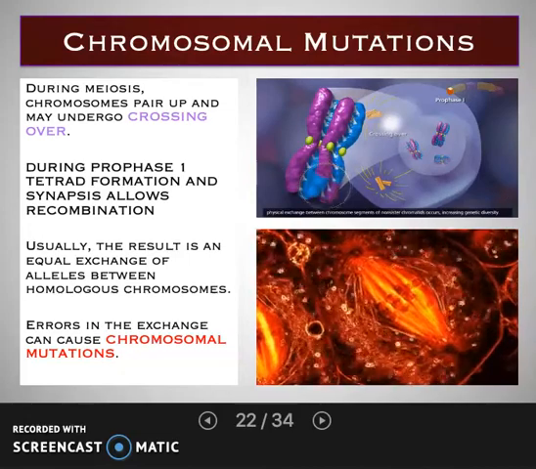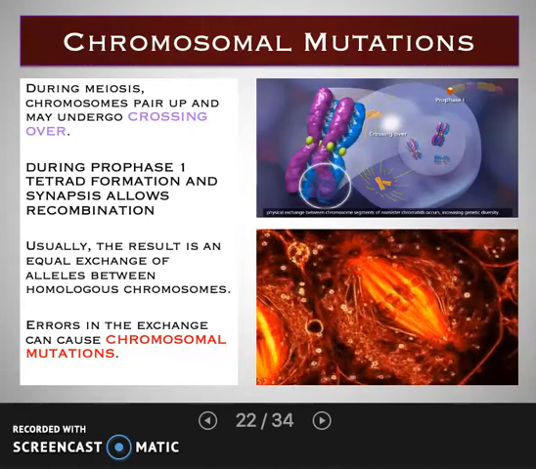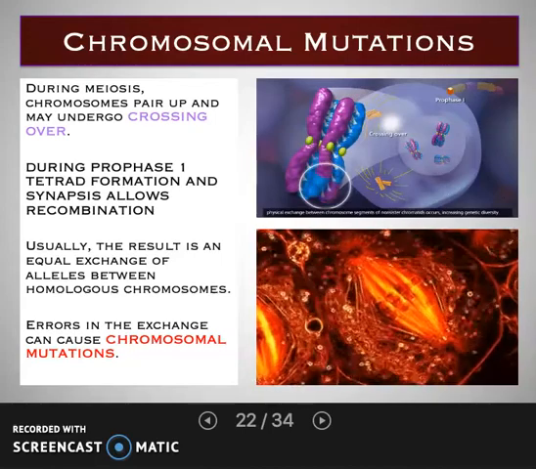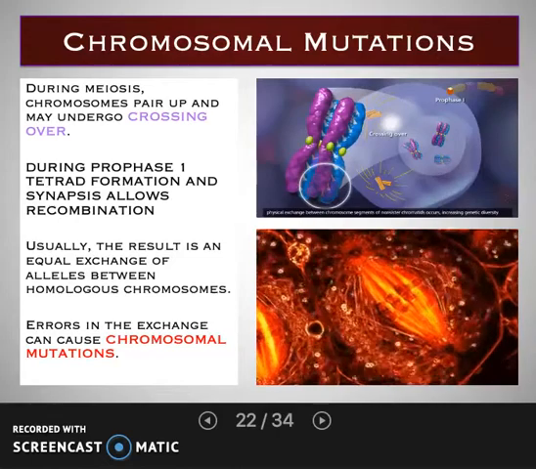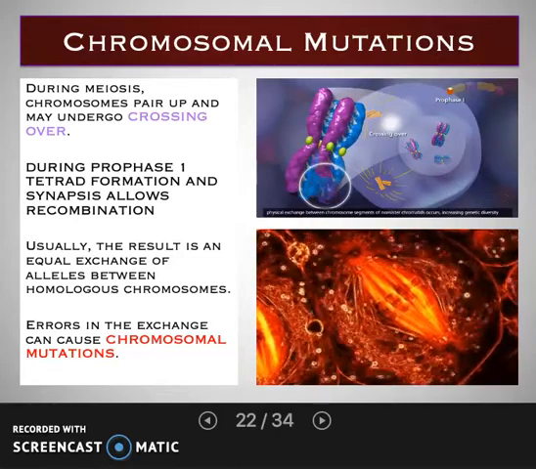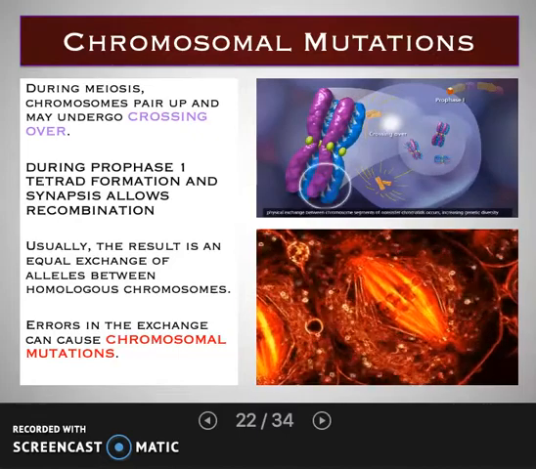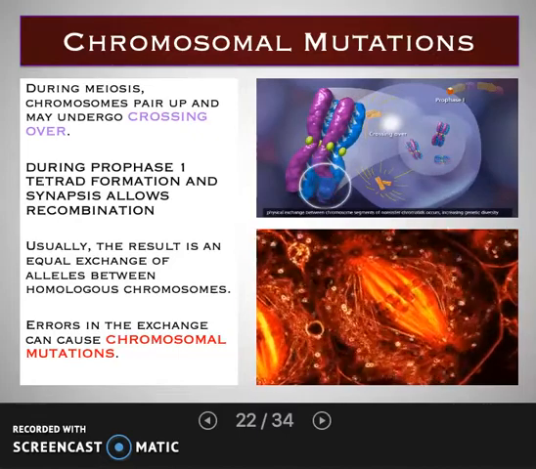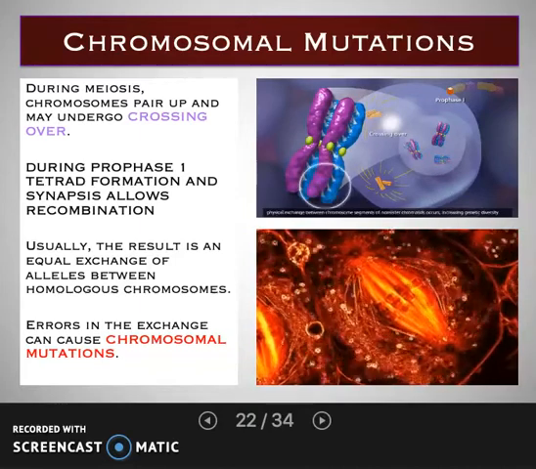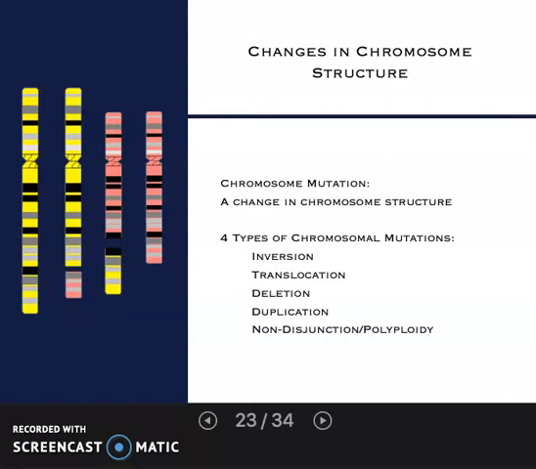So during tetrad formation, remember that homologous chromosomes form a synapsis. They connect to one another, and they can undergo recombination, or they can undergo exchange of material. And when that exchange occurs, you can have some common chromosomal mutations occur. So there's 4 types of common chromosomal mutations: inversions, translocations, deletions, duplications, and then a phenomenon called non-disjunction, which leads to polyploidy. That means you got too many or too few chromosomes. And so let's take a look at those in a little detail.